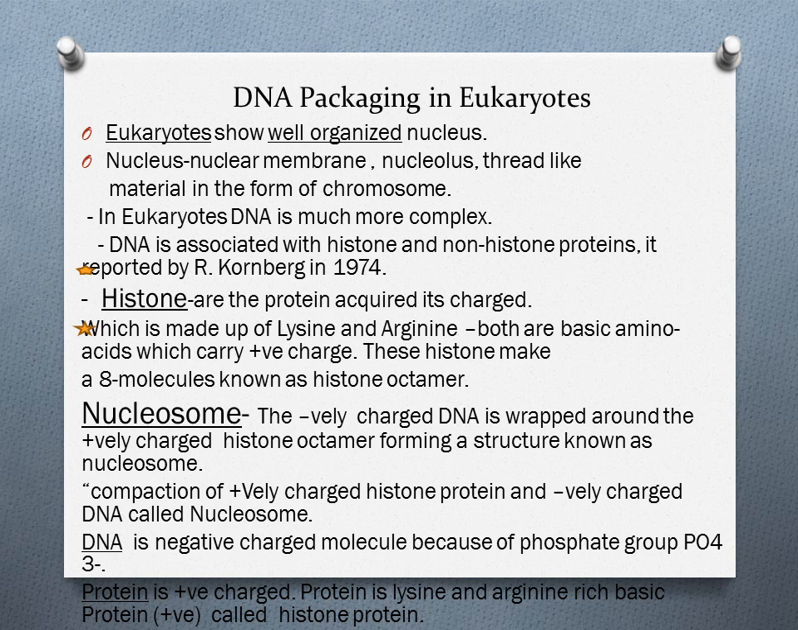And in eukaryotes there is DNA which is much more complex. The DNA of eukaryotes is much more complex, and that DNA is associated with histone and non-histone protein. It is reported by Kornberg in 1947. Then what are histone and non-histone proteins?